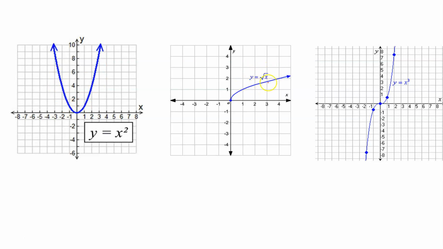And then we have the square root function. Has a starting point and then goes up to the right. And then the cubic function. This should have arrows on the ends. It doesn't here, but you can go ahead and draw those on. And that is the shape of the cube function. So again, make sure you learn these shapes.